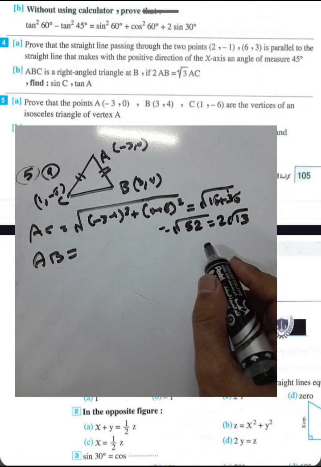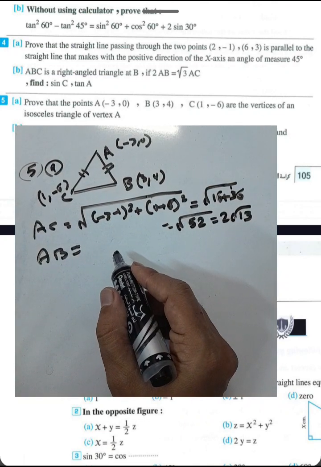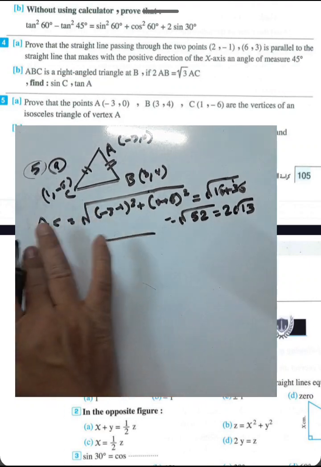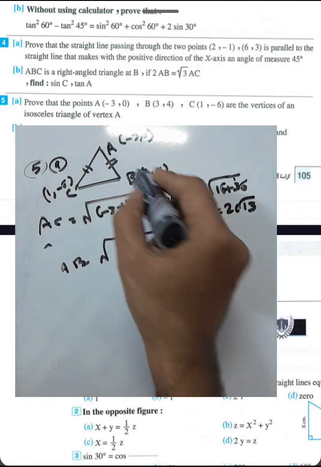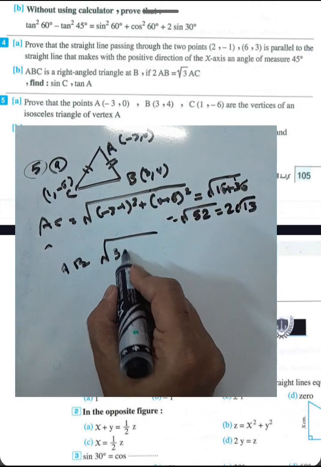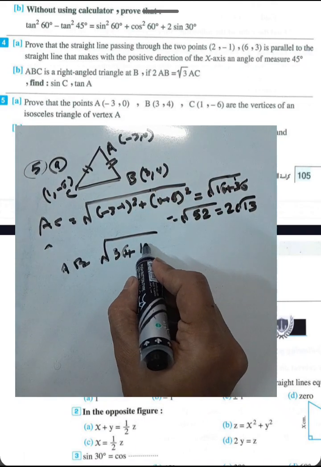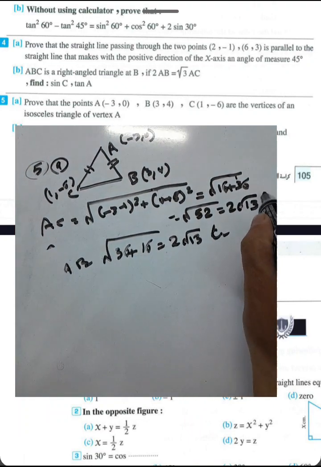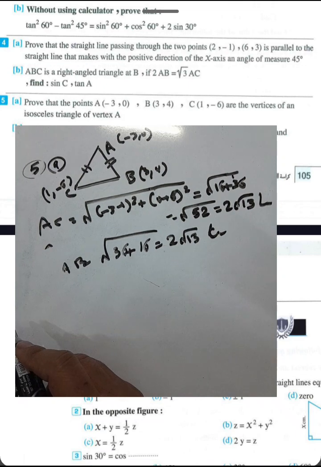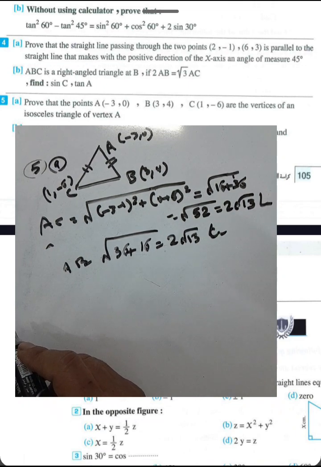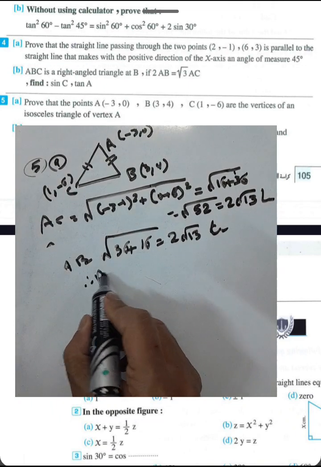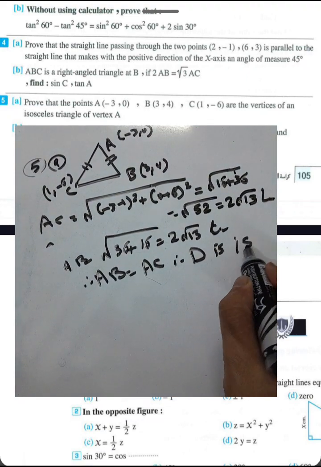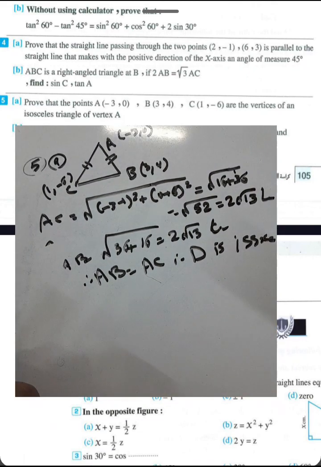And AB, we have here the square root of A and B: -3 minus 3 is -6, power 2 is 36, 0 minus 4 is -4, power 2 equals 16. It's exactly this number, length unit. Then AB will be equal to AC, then the triangle is an isosceles triangle.